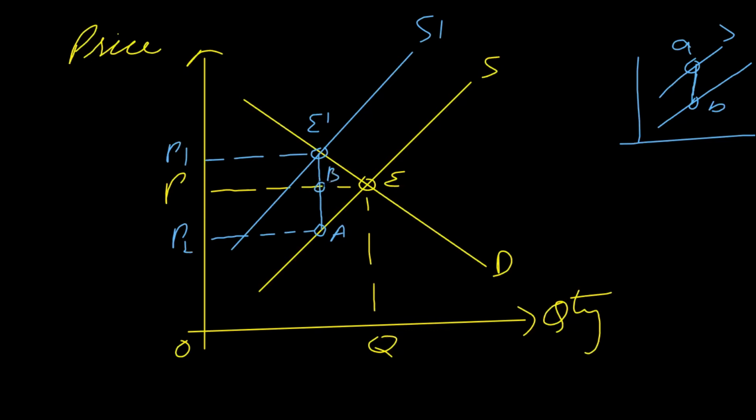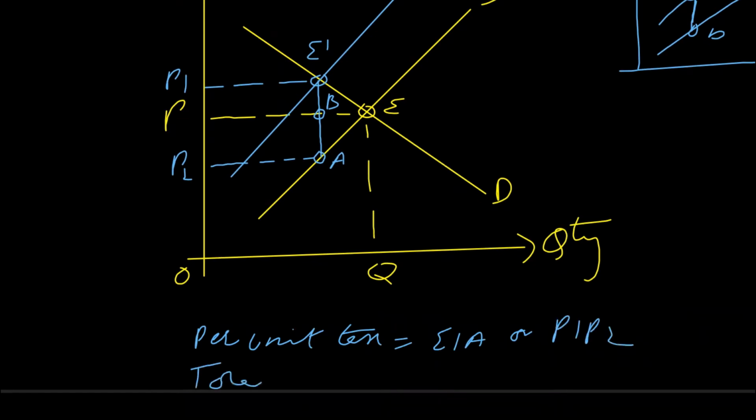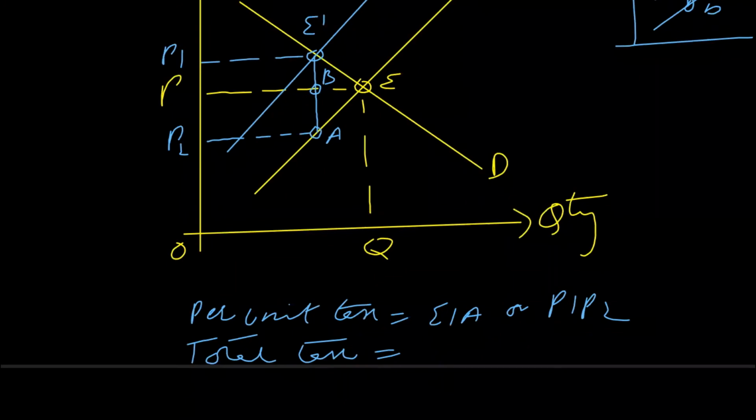For example, in this graph, per unit tax is equal to E1A or P1P2. And to find the total amount of tax, we have to multiply this perpendicular E1A by the quantity, and we will get the total area P1 E1 A P2 as the total amount of tax.